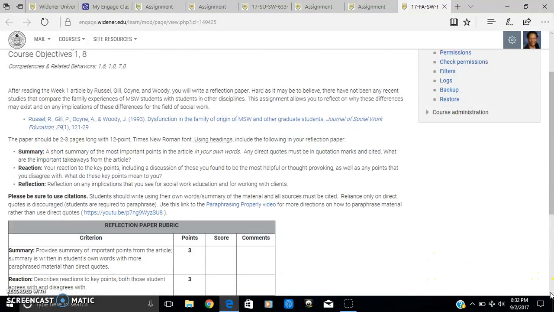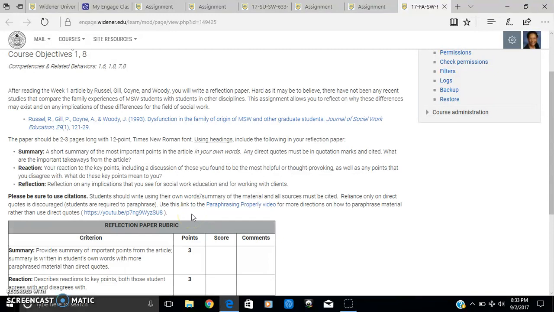Make sure that you pay attention to the 2 to 3 pages of content. This does not include your title page. It does not include your reference page. This is of content. And also make sure that you use proper citation, APA citation.